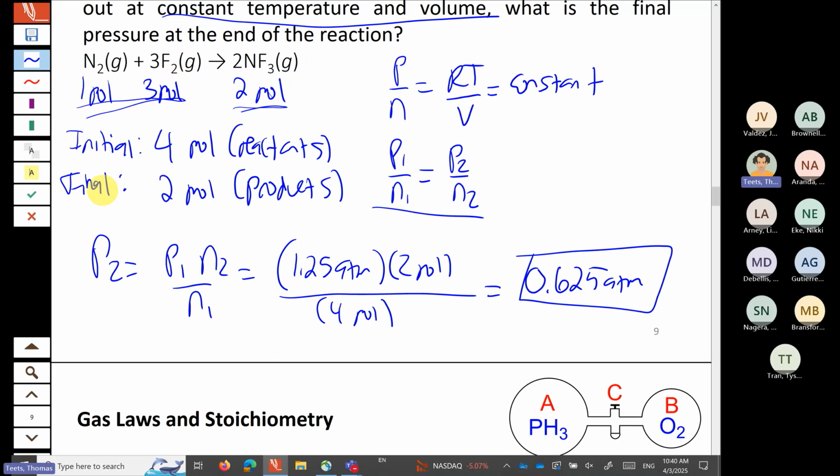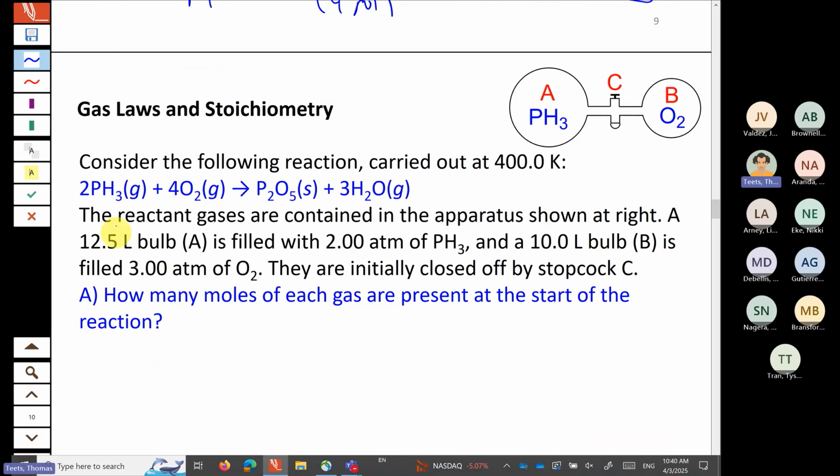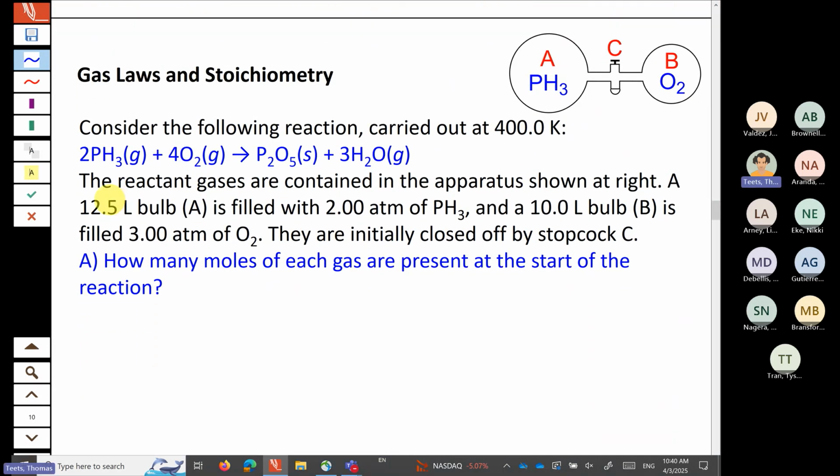All right, this one here is going to be a little bit more involved, but I think it's a good one because it combines a lot of different ideas that we've had both in today's class and some things we covered in the past. So we have this reaction where we take phosphine gas, PH3, react it with oxygen, and make P2O5, which is a solid under these conditions, and then gas phase water.